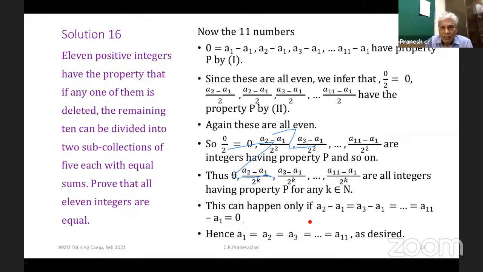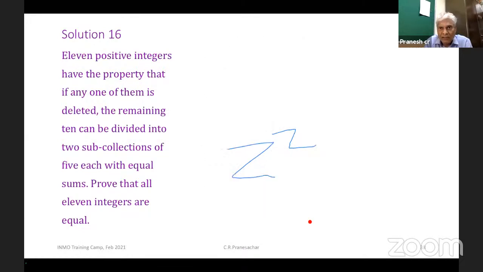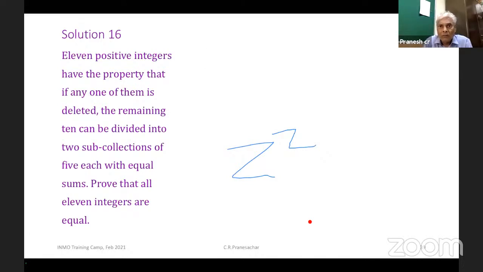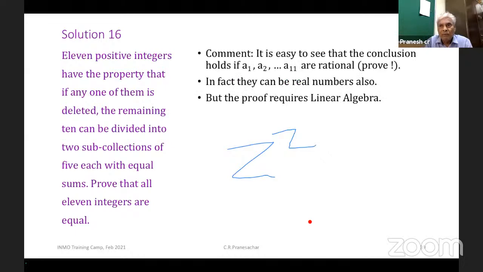So we have proved it not just for positive integers, but for negative integers also, for integers in general, because we didn't assume that a1, a2, etc. are just positive integers. They can be any 11 integers. Having done this, just a few comments. It is easy to see that even if a1, a2, etc., a11 are rational numbers, the result can be proved.